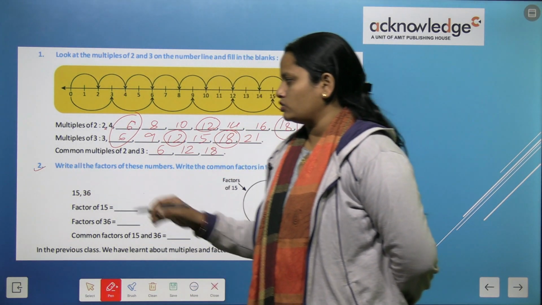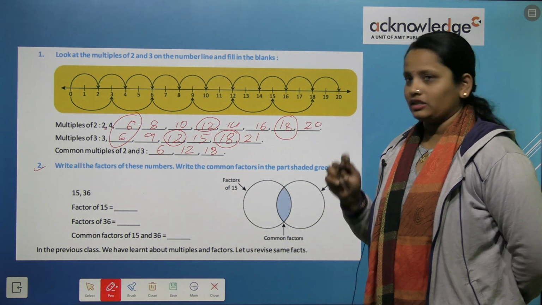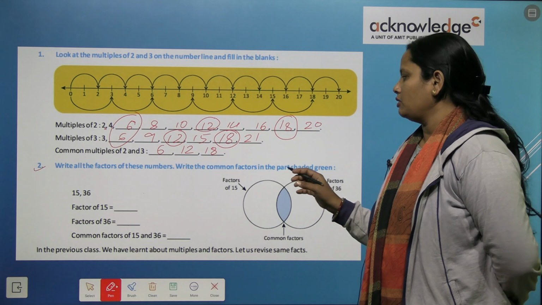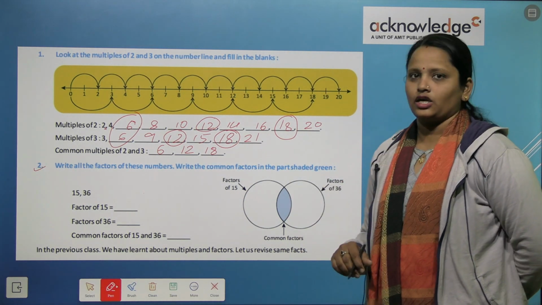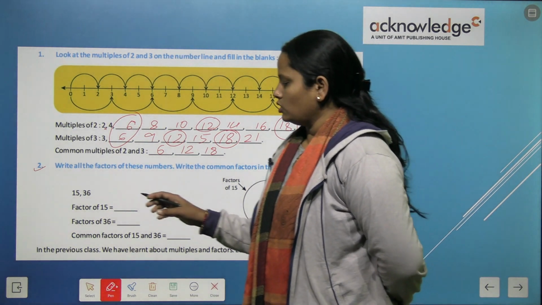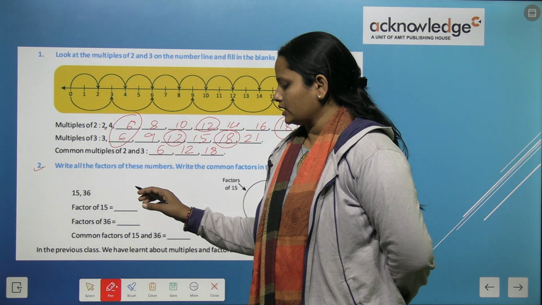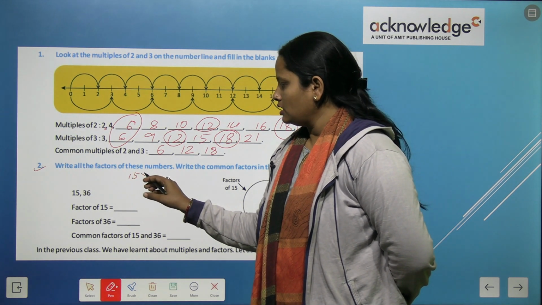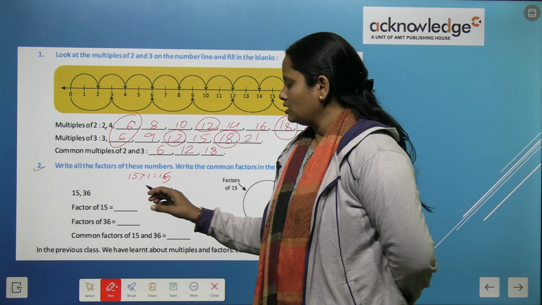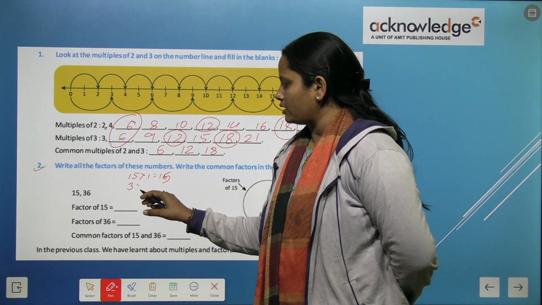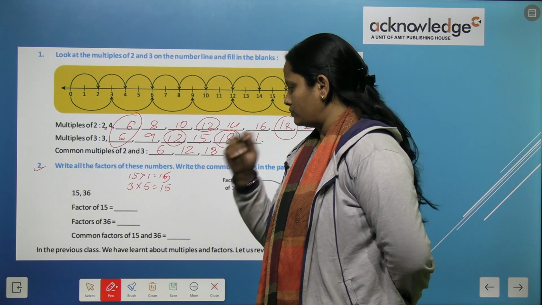Now, question number 2. Write all the factors of these numbers. जो भी numbers दिए गए इनके factors लिखने हैं. Write the common factor in the part shaded green. इस part में हमें इनके common factors लिखने हैं. So, let's write down the factors of 15. So, कैसे लिखते हैं factors? 15. 15 multiply 1 is equal to 15. Next is 3 multiply 5 is equal to 15.